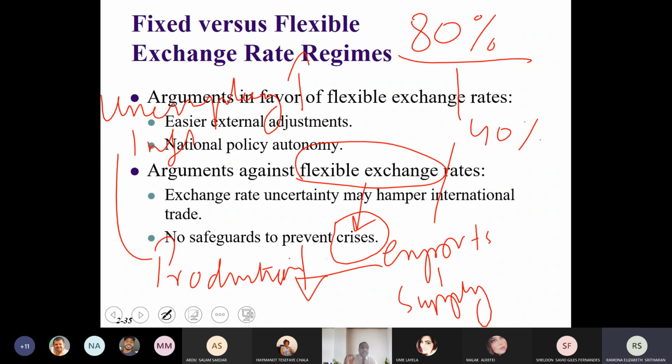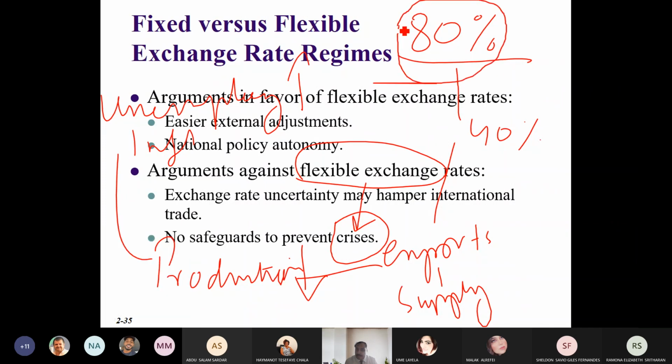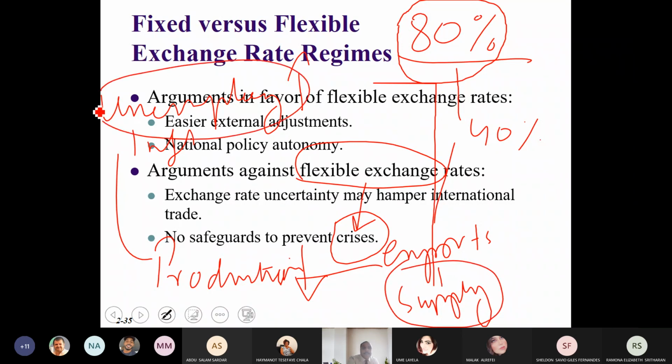So this is how the flexible exchange rate system can result in a crisis, and it is out of the hand of the government. Do you think the government can control it? You cannot control the exports all the time, right? And when you cannot control the export, you cannot control the supply. When you cannot control the supply, you cannot control the employment, you cannot control the inflation.